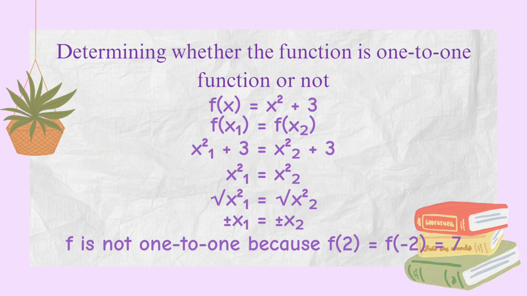Dahil kapag sinubstitute natin si positive 2 at si negative 2 doon kay x, meron pa silang isang output. So, gets? So, ang ibig sabihin nito ay may dalawang value ng x na iisa lang yung output. Pag even numbers pala, hindi po siya one-to-one function.